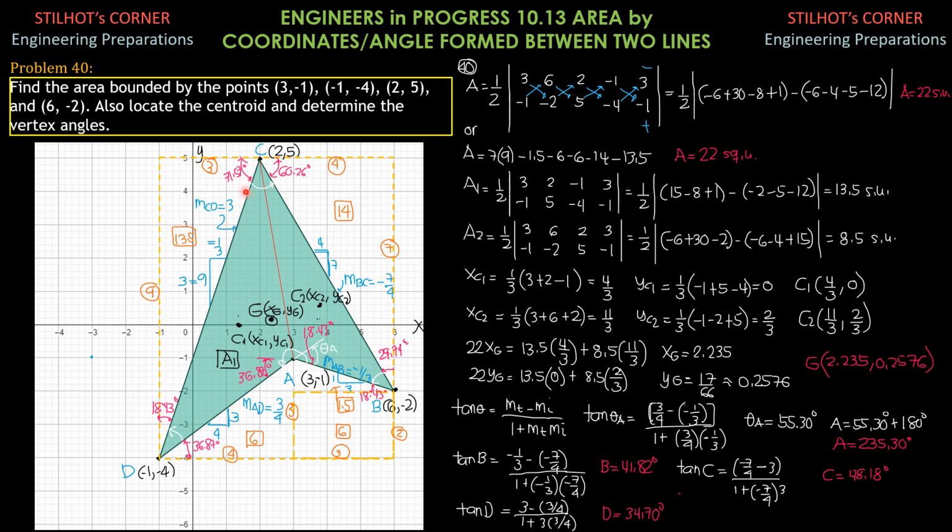We then proceed to angle C. So in counterclockwise measurement, this should be the terminal line with slope negative 7/4. This is the initial line with slope 3. So tangent of C is terminal negative 7/4 minus initial positive 3, so minus 3, all over 1 plus negative 7/4 times 3. So the numerator is negative, the denominator is negative, so the net value here is positive. Using your calculator, the inverse tangent of that is 48.18 degrees.